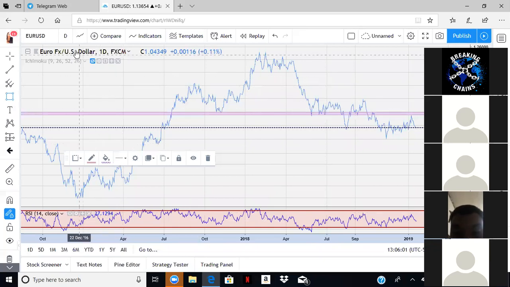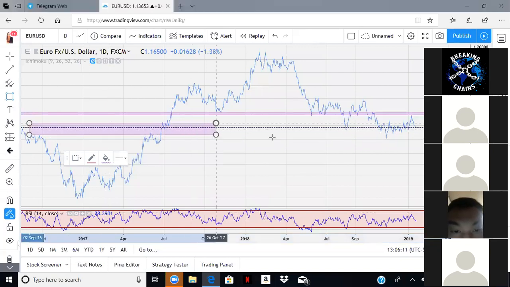Okay, so the first thing I do, again, since I wasn't recording, I go to the day chart and I'm looking for support and resistance. So let me go ahead and mark them first, and then I will point it out for you guys.